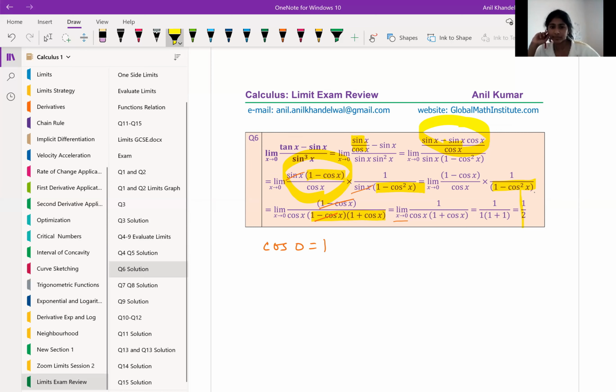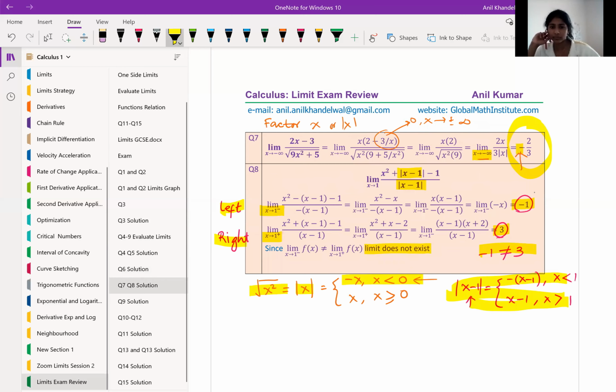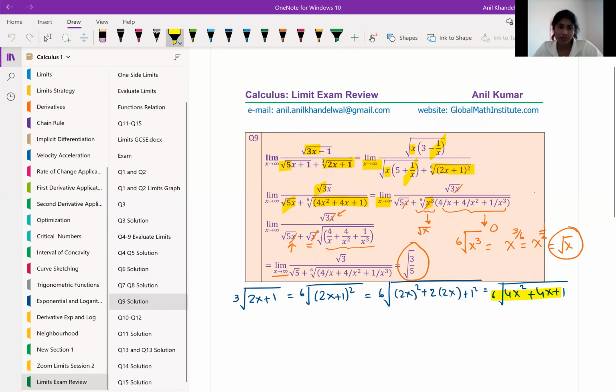Now, next question: absolute value of x minus 1 should be written as the piecewise function. Then you figure out left and right limit, get your answers. They are not same, so limit does not exist. So you have to write this. Since they are not same, limit does not exist. Now, question number 9. What did you do about this?